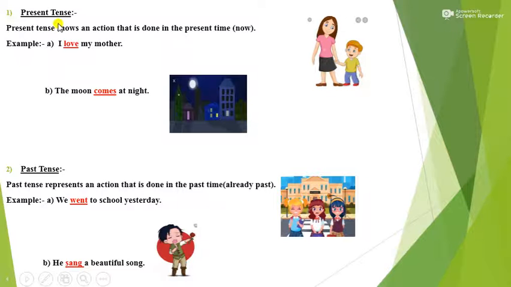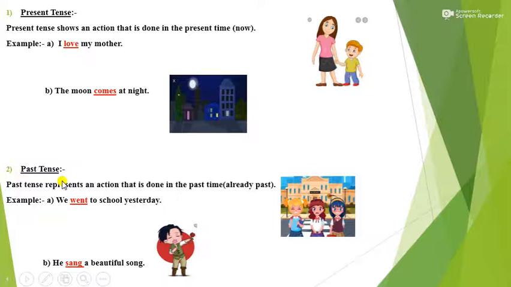First, present tense. Present tense shows an action that is done in the present time. That means now. Example A: I love my mother. Number B: The moon comes at night. So here the present tense shows the actions that are done in the present time.